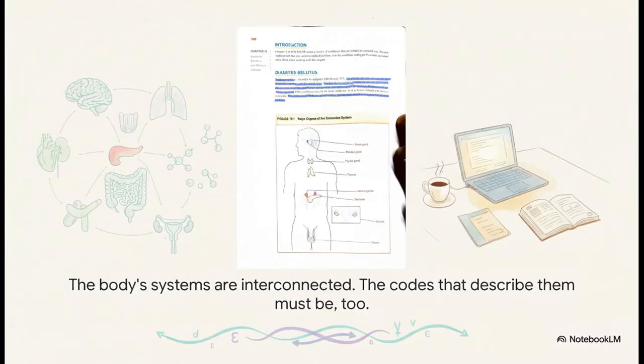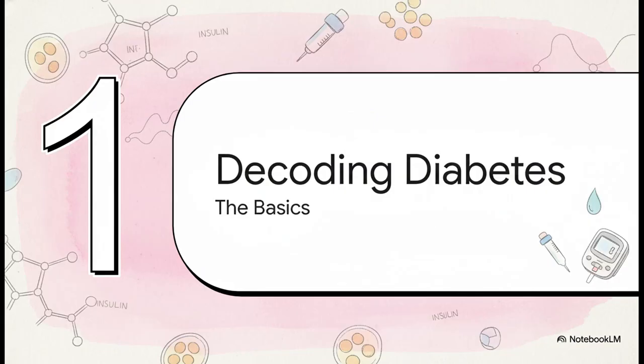Well, our map for this whole quest is Chapter 4 of the ICD-10-CM codebook. It's our guide, and what it really shows us is how everything in the body is connected. The endocrine system touches everything, and this chapter gives us the tools we need to tell that interconnected story, starting with the biggest one of all. And that, of course, is diabetes mellitus.